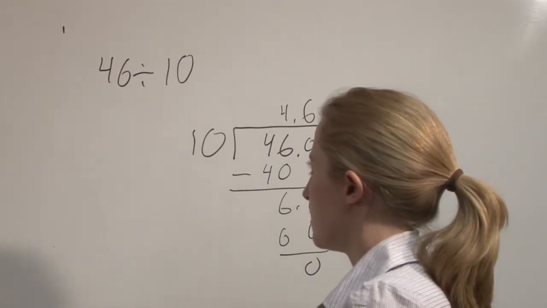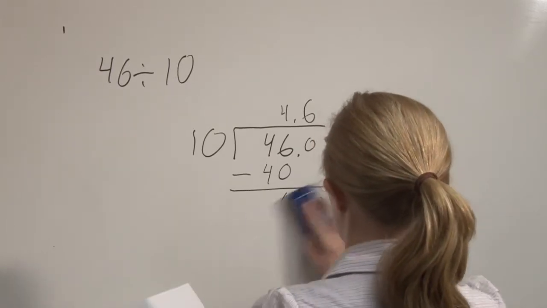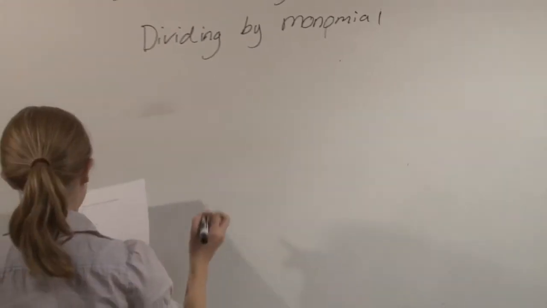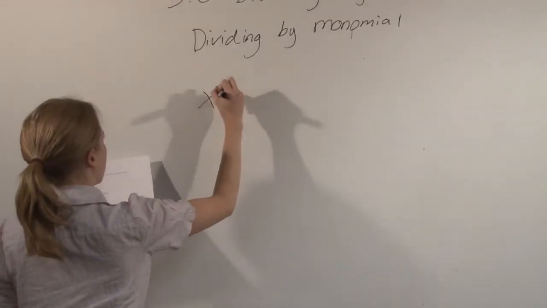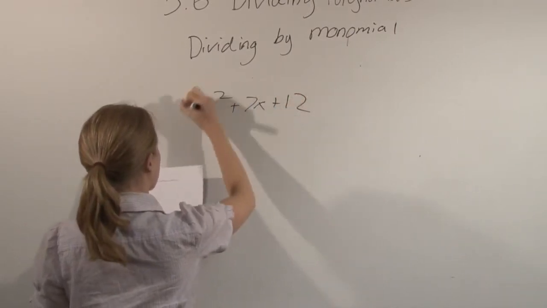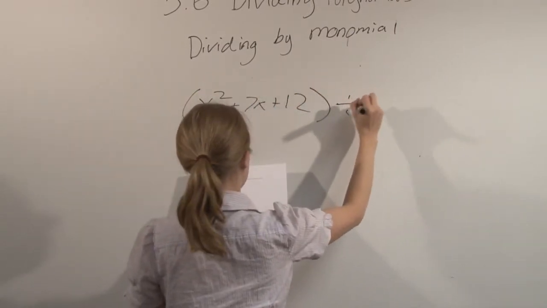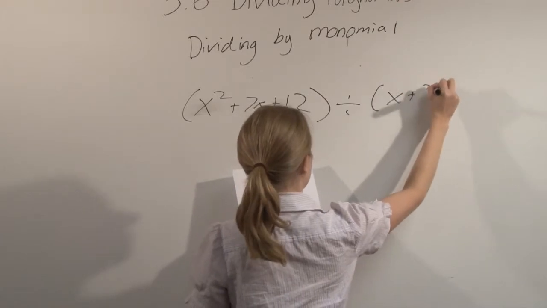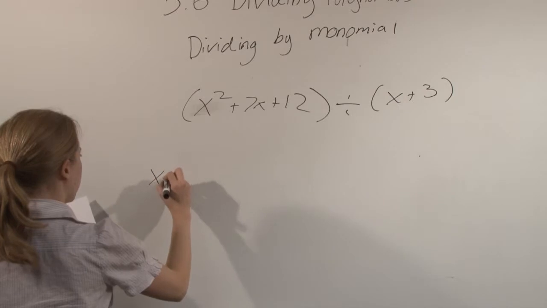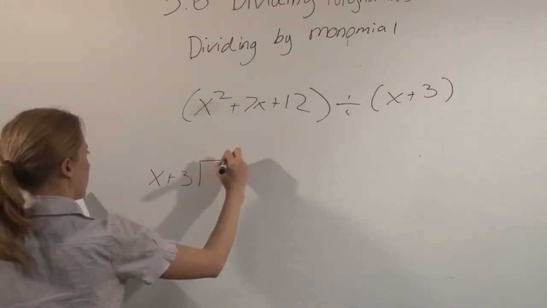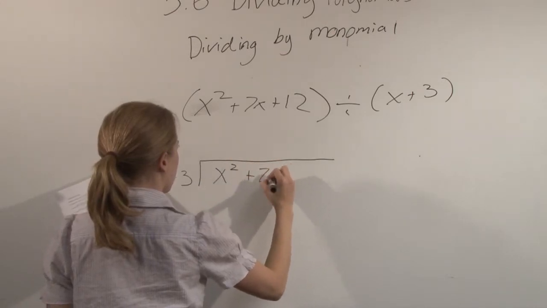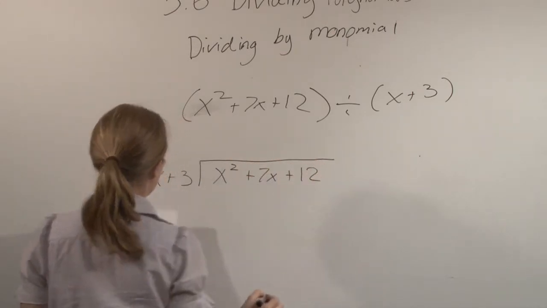We're going to do a very similar thing with polynomials. So I'm going to divide x squared plus 7x plus 12 by x plus 3. I'm going to take the x plus 3 and put it outside the box, and I'm going to take the trinomial and put it inside the box.